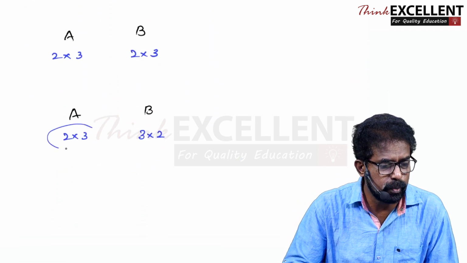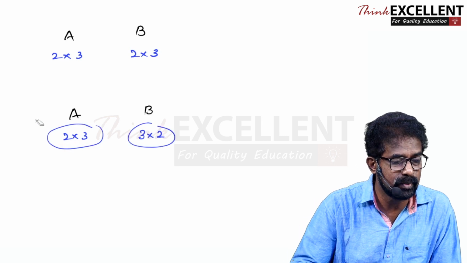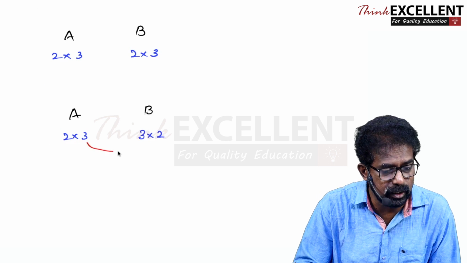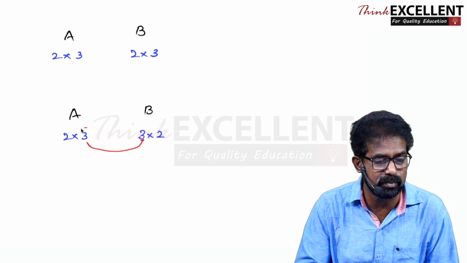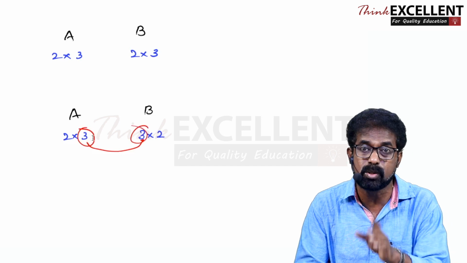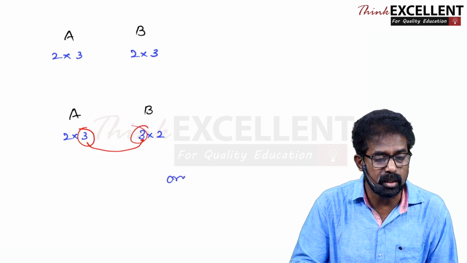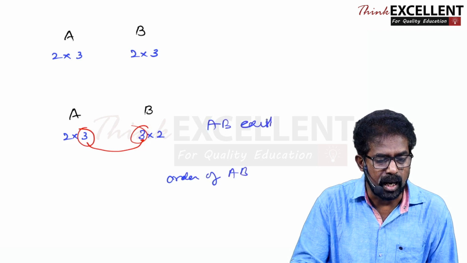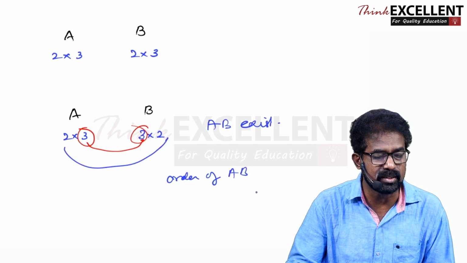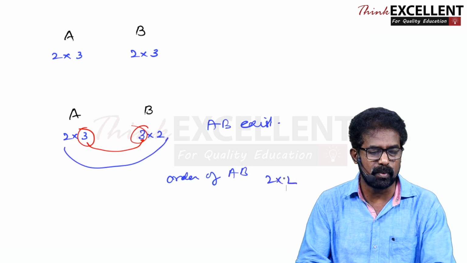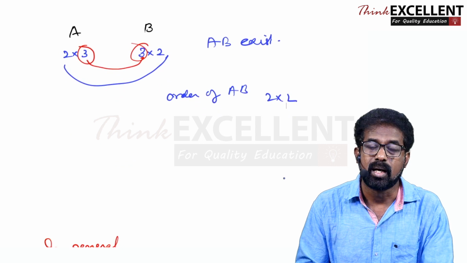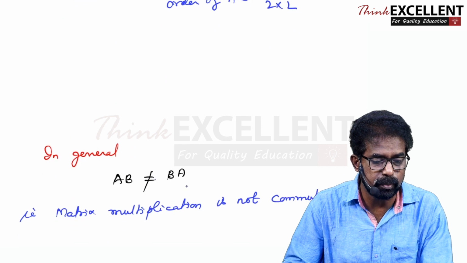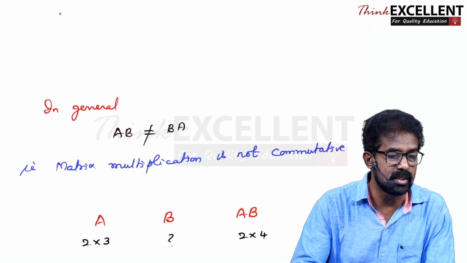But can you multiply a 2 by 3 and a 3 by 2 matrix? Orders are different. You can't add, you can't subtract. Can you multiply? Yes, you can multiply. These two are equal. Number of columns of the first matrix and number of rows of the second matrix are equal. You can multiply. The product, the order of AB: here AB exists. And the order of AB is first and last, so it is 2 by 2. So now I have explained whether the product exists or not. You can check it. In general, AB not equal to BA; that is, matrix multiplication is not commutative.